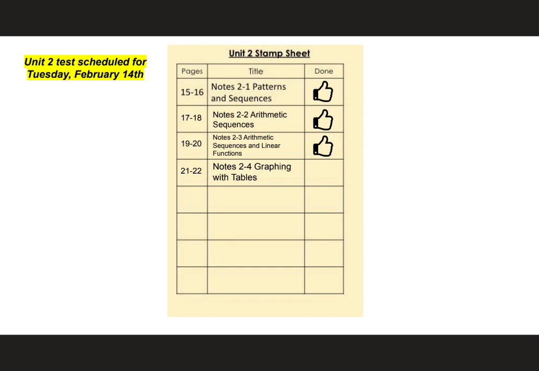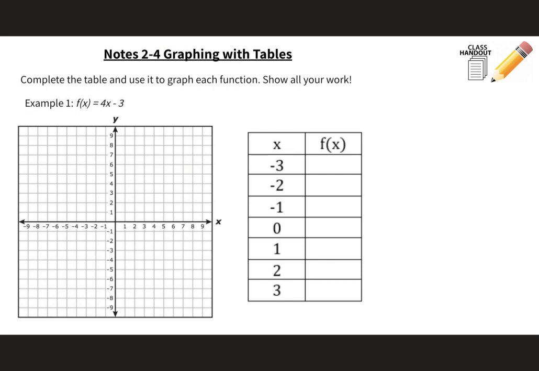Here's a video for Notes 2-4, Graphing with Tables. All right, so it says complete the table and use it to graph each function. Show all your work. So the function that we are graphing is 4x minus 3. So what we need to do is plug in these values for x to get f of x, and we're going to use those points to graph the line.